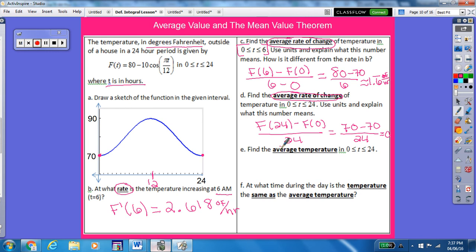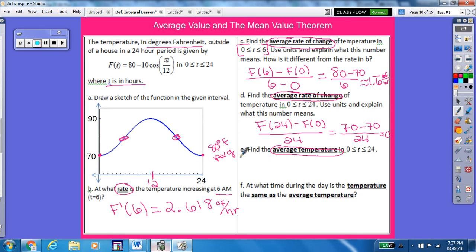Now this is not a rate, this is literally the average temperature in that 24-hour period. In class I asked you to just guess based on this picture. You can tell that the lowest is 70, the highest is 90, so I'm guessing it's going to be 80 degrees. Just because 80 is right in the middle of 70 and 90, I'm going to guess that 80 degrees Fahrenheit is the average. Now it's not a rate, it's just a temperature, but that's the question they're asking us.